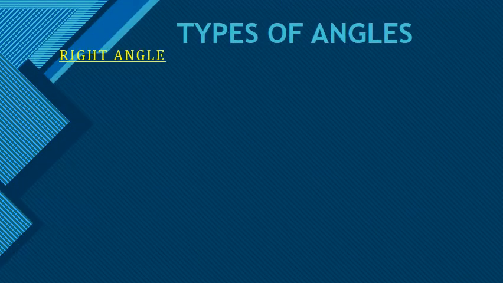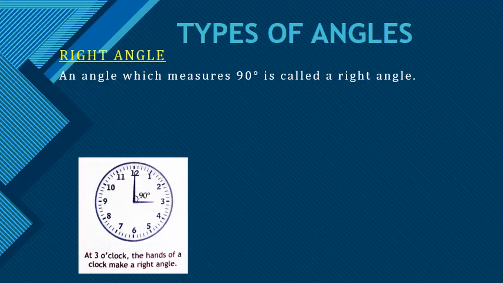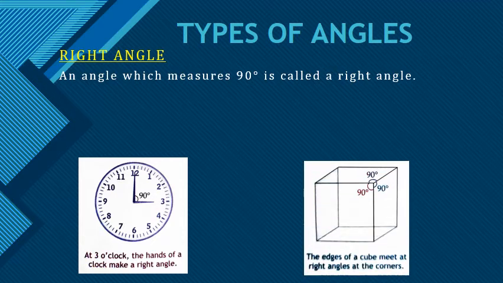Now children, let's come to another type of angle, which is the right angle. So children, what is a right angle? Well, an angle which measures 90 degrees is called a right angle. In this picture, children, we can see that at 3 o'clock, the two hands of the clock make a right angle, right? Which is equal to 90 degrees. In the same way, the edges of a cube meet at right angles at the corner.